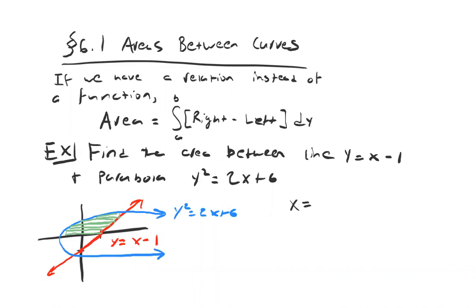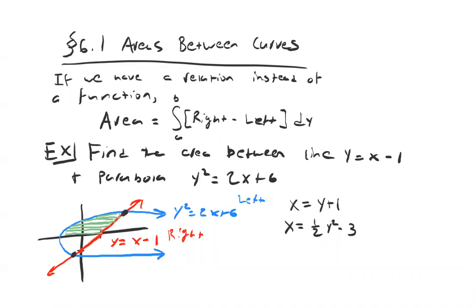So if I look at the line, I'm going to get x is equal to y plus 1. If I look at the parabola, I can write this as x is equal to 1/2 y squared minus 3. So now you see that I can write these in terms of y, and then I can just do an integral, and instead of integrating over x, I integrate over y. So here, red is my right function, blue is my left function. We'll keep that in mind when we write down the integrals. But we need to find a region of integration, so we need to figure out what values of y we're integrating over.